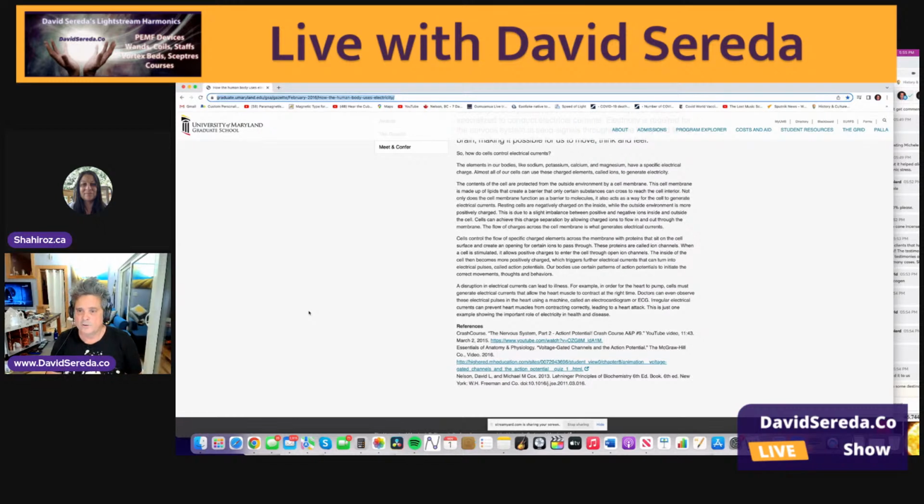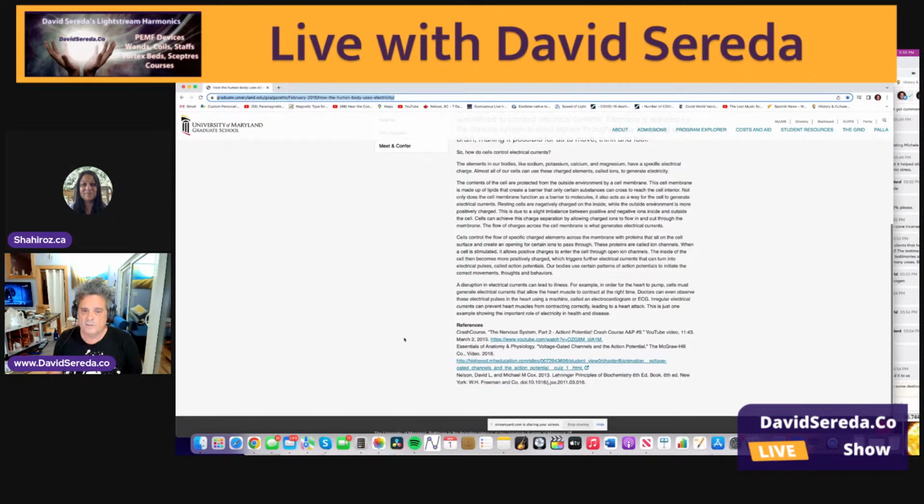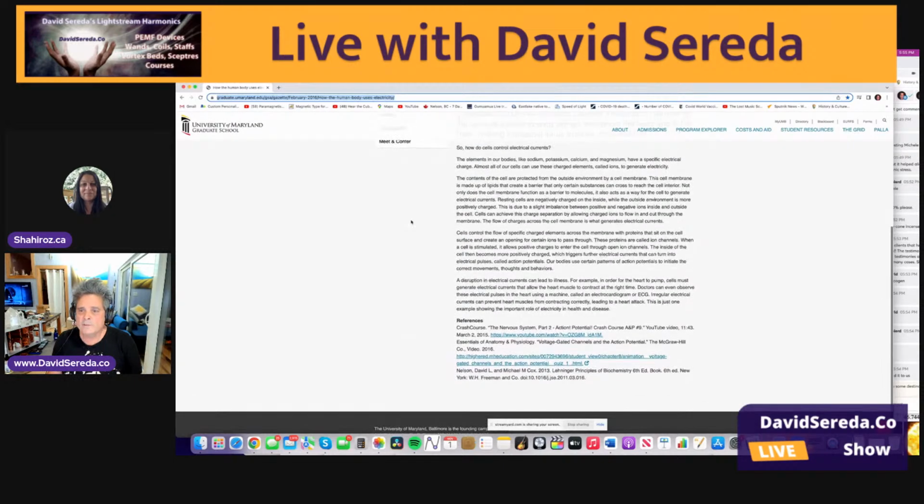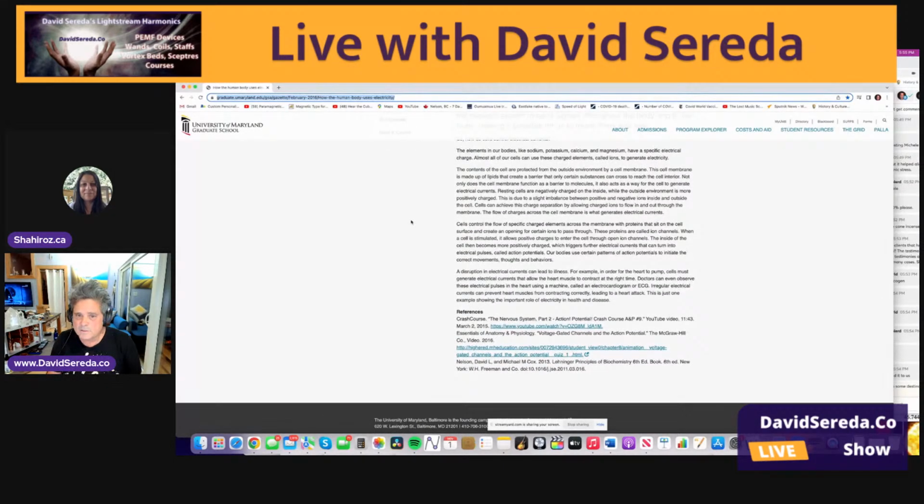Okay, so your nervous system lives on these ions that are generated because we have these electrolytes in our body. So therefore, we're like a battery. Now, notice what it says in the bottom paragraph. Let me just read the rest of this because I think this is quite fascinating.